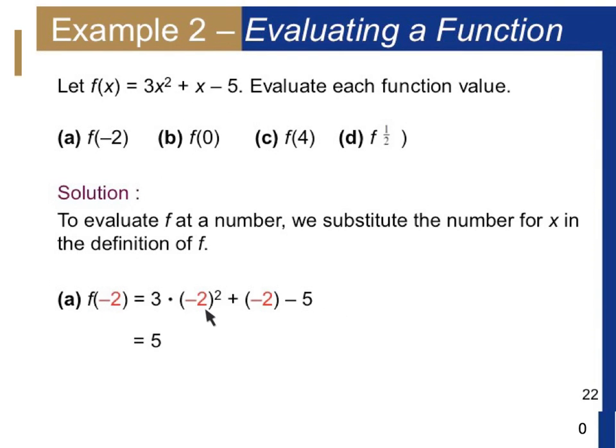So let's look at f of minus 2 for this function. Here I have the blank parentheses, but I put the minus 2 in there instead. So f of minus 2 is 3 times minus 2 squared plus minus 2 minus 5. Okay, so minus 2 squared is 4. So 3 times 4 is 12. Minus 2 is 10. Minus 5 gives us 5.